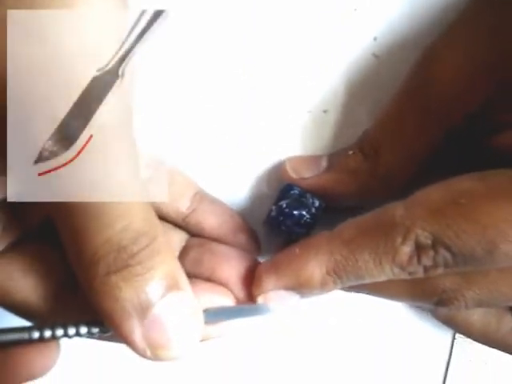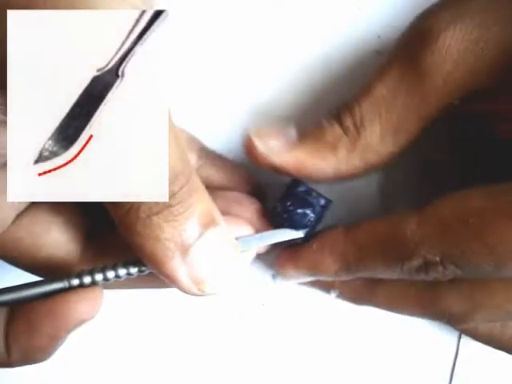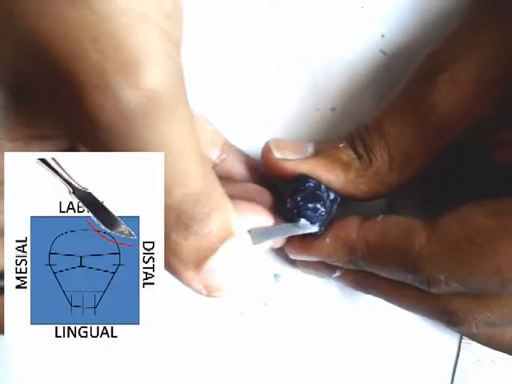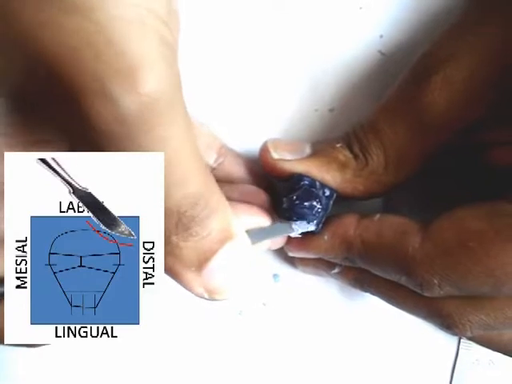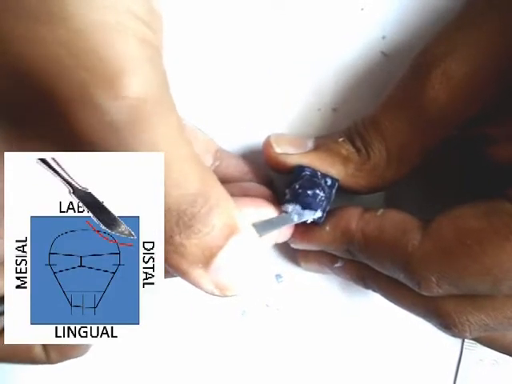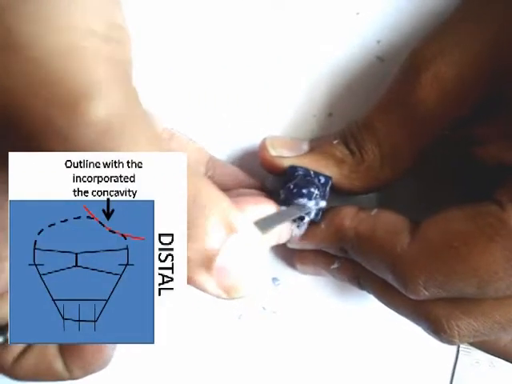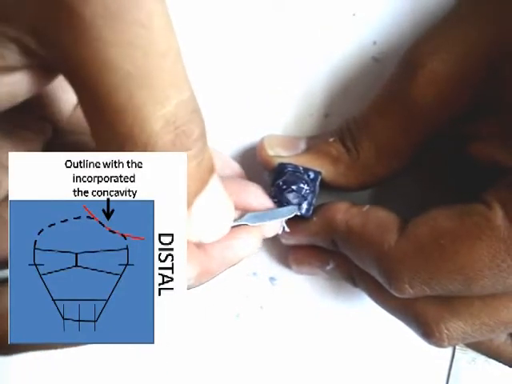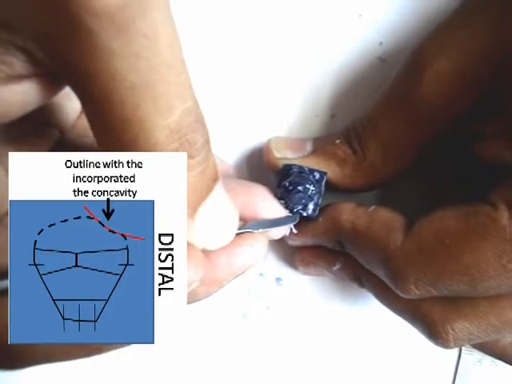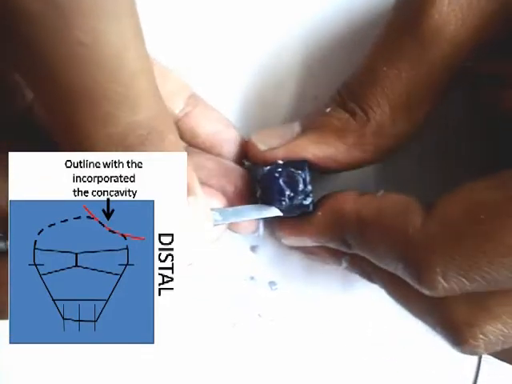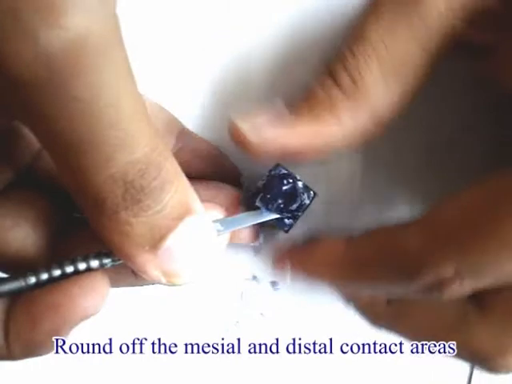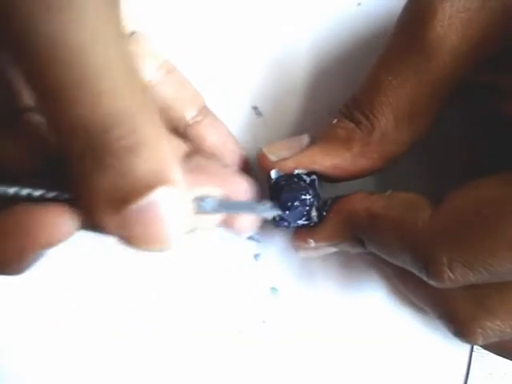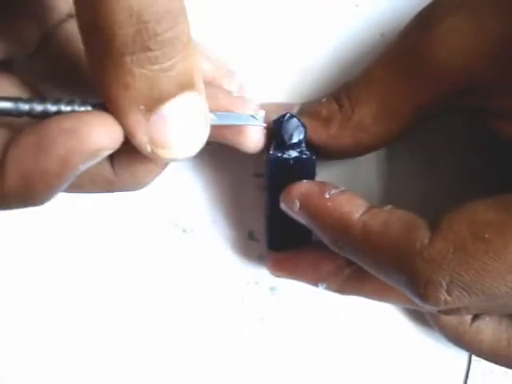On the distal aspect, we will incorporate the concavity of this curved portion of the carver by passing the carver distal to the labial ridge in this manner. Now you can appreciate that automatically there is a small concavity developed on the distal aspect. Round off the distal and the mesial contact areas. Make sure you do not reduce it, otherwise your mesiodistal width will reduce.